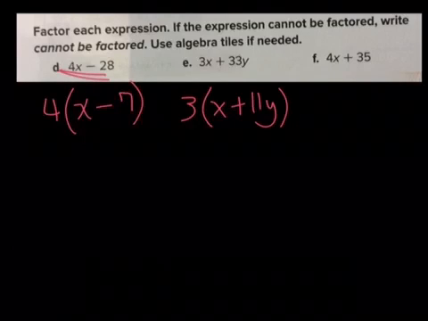And there you go. 4 and 35, this is divisible by 2, but this one's not. They're both not divisible by 3, and this one's divisible by 5, but this one's not. So there's actually not a common factor. This cannot be factored.